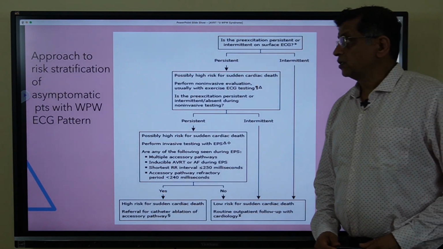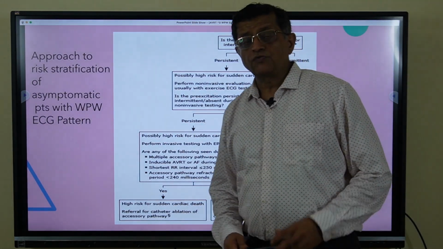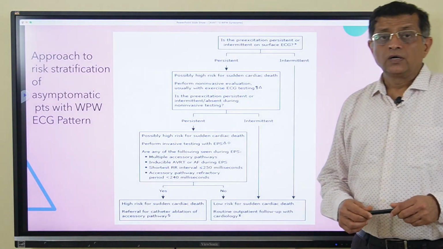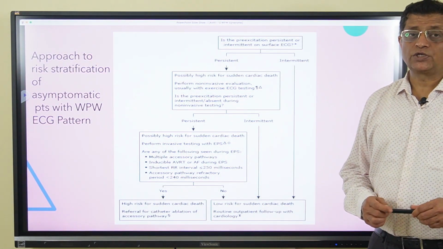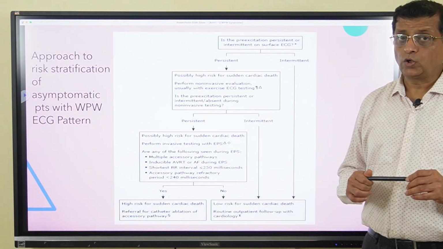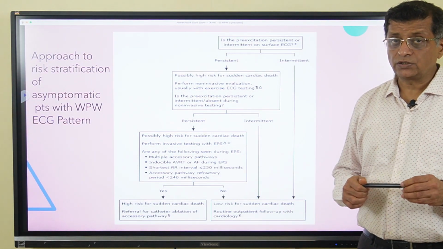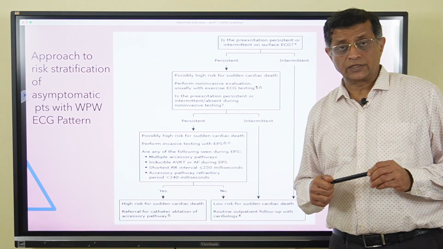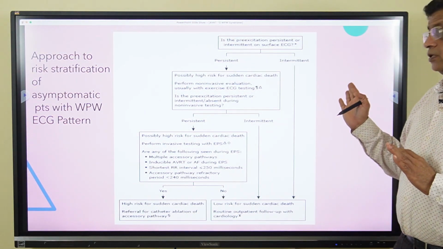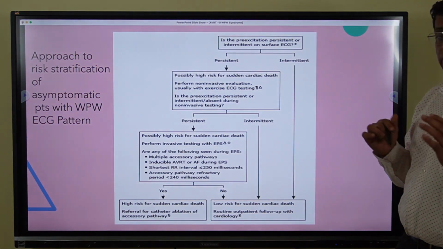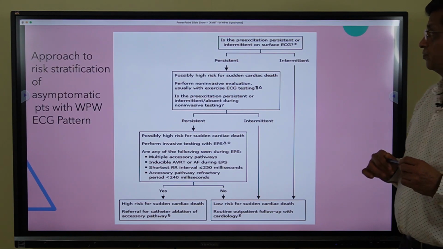Now this is the approach to risk stratification of asymptomatic patients with WPW pattern. So you may come across patients who have WPW pattern in their ECGs. Now what do we do about it? Is it dangerous? Do we send them for ablation, or do we just neglect? So this flow chart will give us some idea as to how to approach such patients.